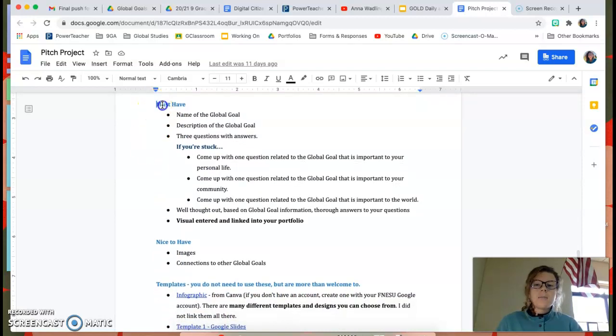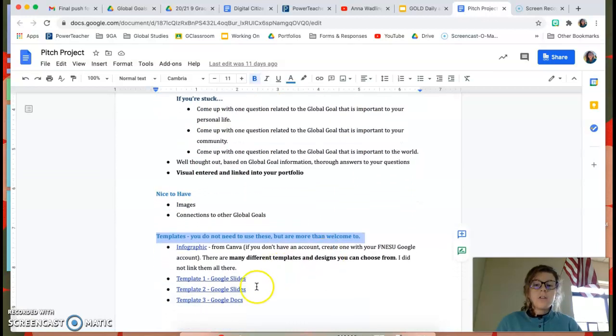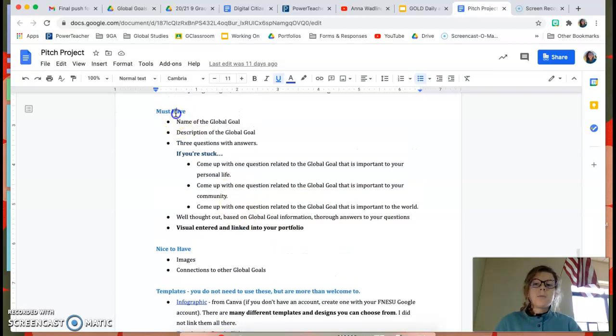This section has must-haves and then nice-to-haves, and then there's a section that has templates for your visual. So you will need to link this document into your slide in your portfolio, but you'll also need to link your visual. So you can use one of these. The ones that have had the most ease of use with your classmates have been either one of these Google Slides templates. But back up to your must-haves.